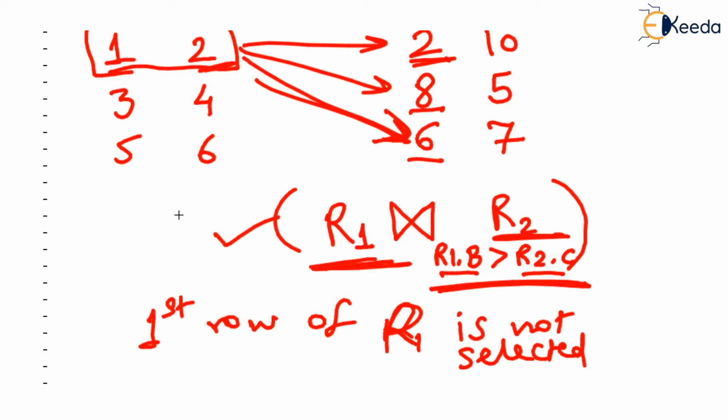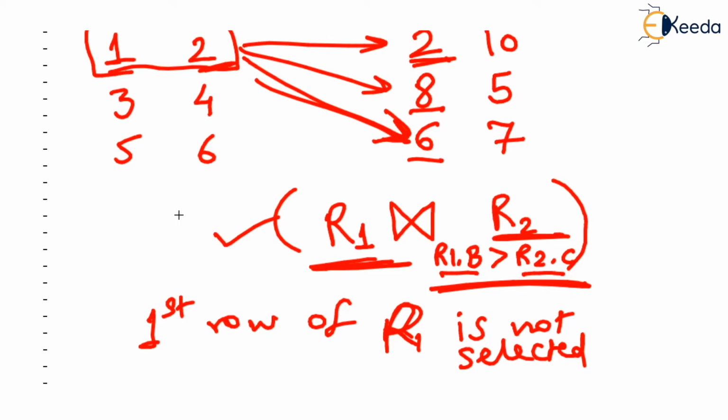You will say, so what's so special about it? That's what I am saying. Just remember what I am telling you here about inner join. If the select condition that you have given with the join does not pass for a particular row of R1, then that row is absolutely not shown in the result.